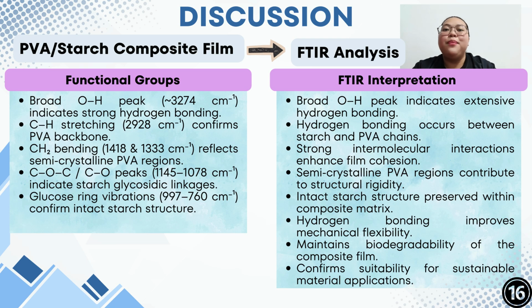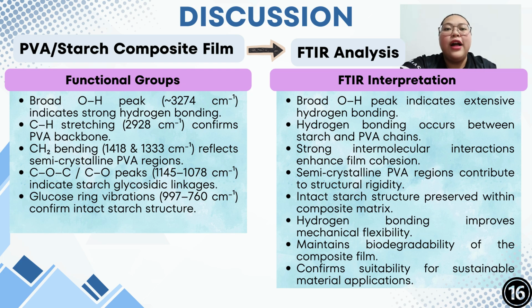So what we can interpret from this result is that the FTIR result confirms that starch and PVA interact primarily through hydrogen bonding, with no covalent bond formation detected. This is significant because it enhances mechanical flexibility while maintaining film cohesion. The semi-crystalline PVA region adds structural stability, and the intact starch structure ensures the biodegradability of the composite film.